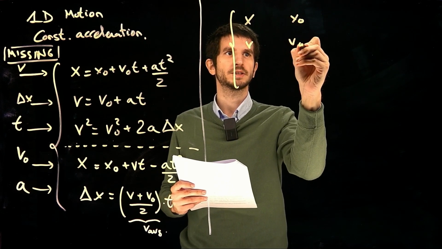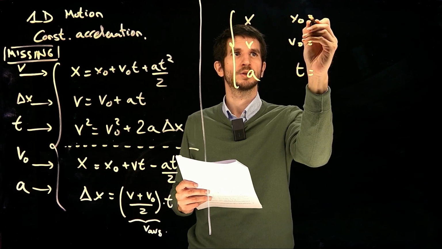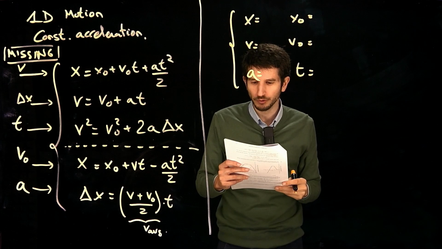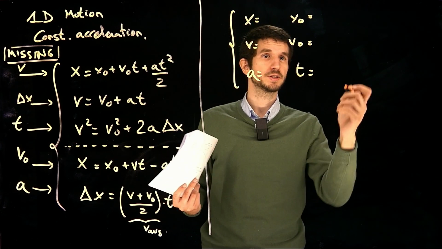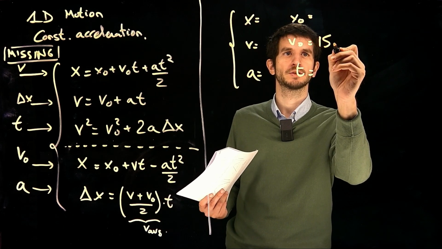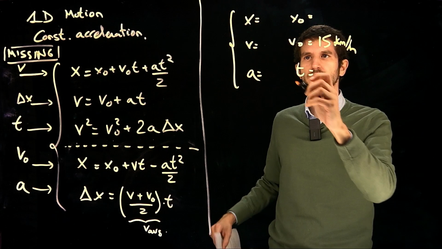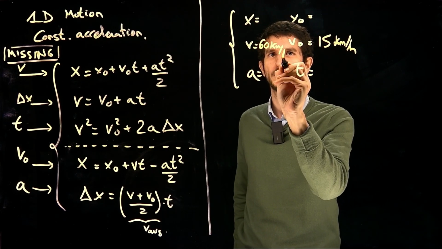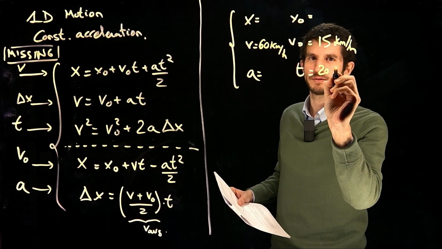Let's write our matrix here, and let's figure it out. Okay, so the first thing that the problem says is that it goes uniformly from 15 kilometers per hour, therefore 15 is the initial velocity. It increases to 60 kilometers per hour, so we can write 60. And it takes 20 seconds, so we have time.